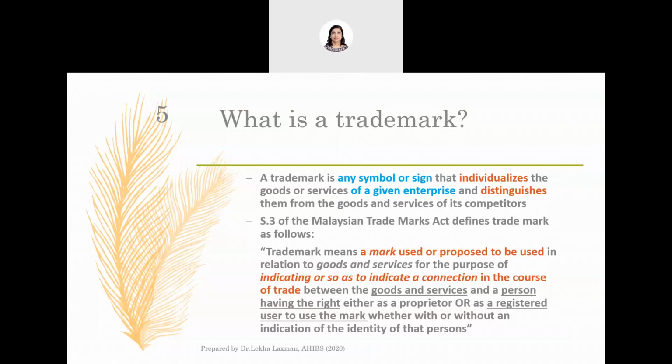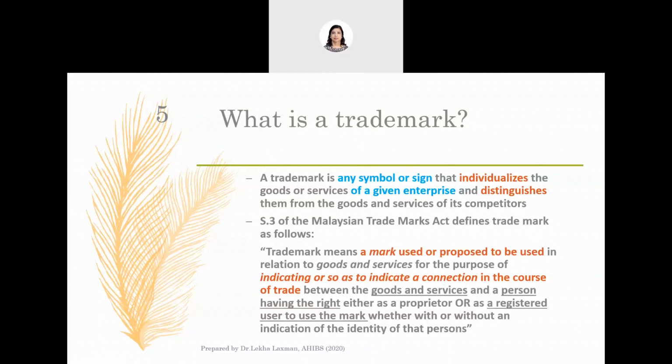Now, if you look at Section 3 of the Malaysian Trademarks Act, it defines trademarks as follows. Trademark means a mark used or proposed to be used. Proposed to be used maybe because it's something new and you are going to use it in relation to your business. And what's the purpose? The purpose is to indicate a connection in the course of trade. So it's important that it has to be related to a business, between goods and services and a person having the right, either as a proprietor or a registered user, to use the mark.